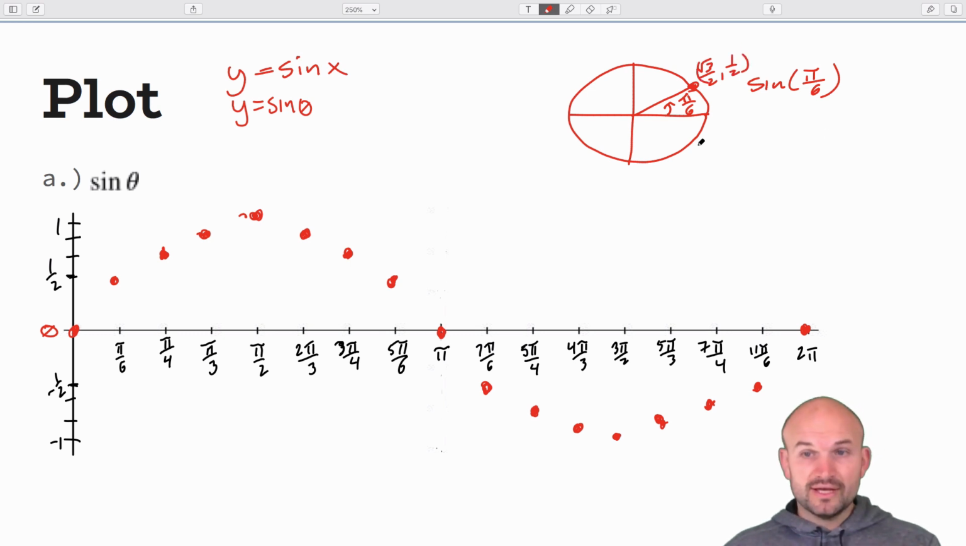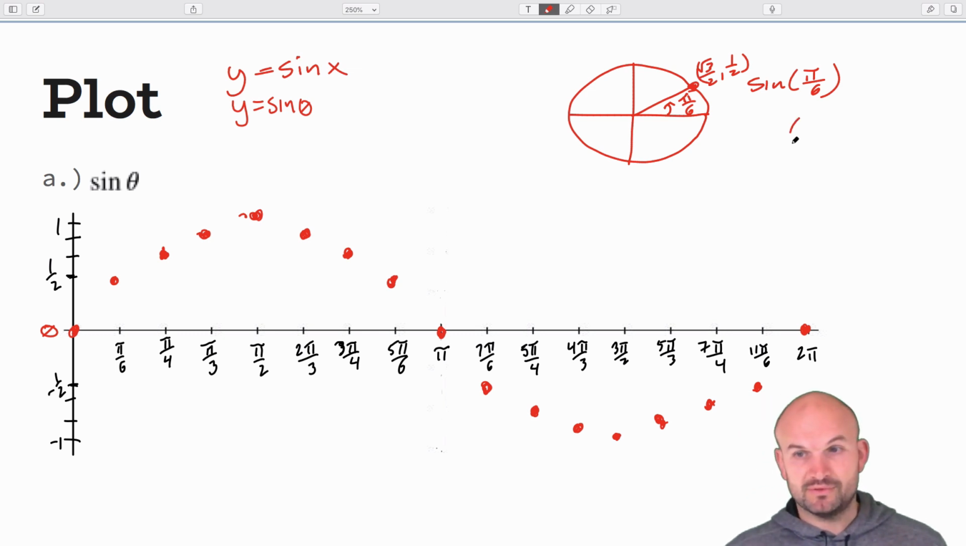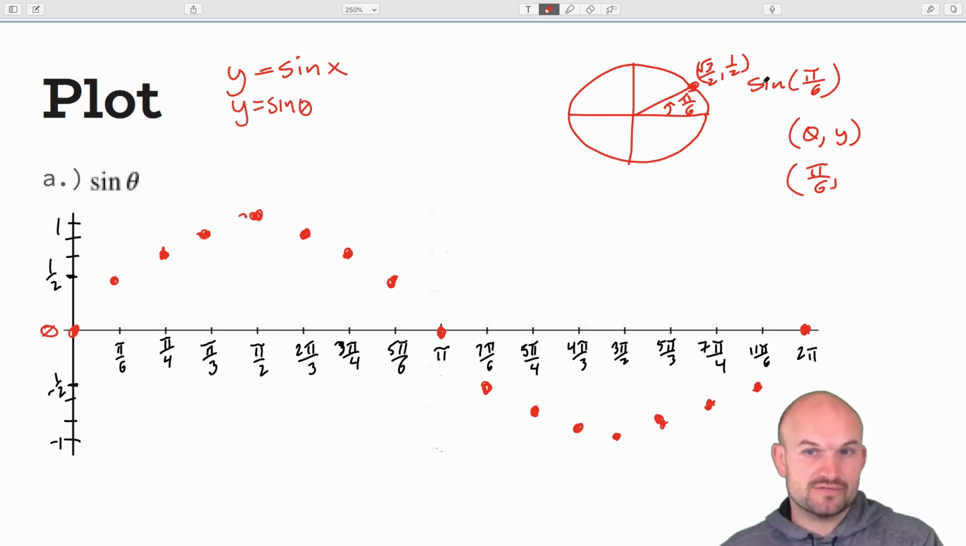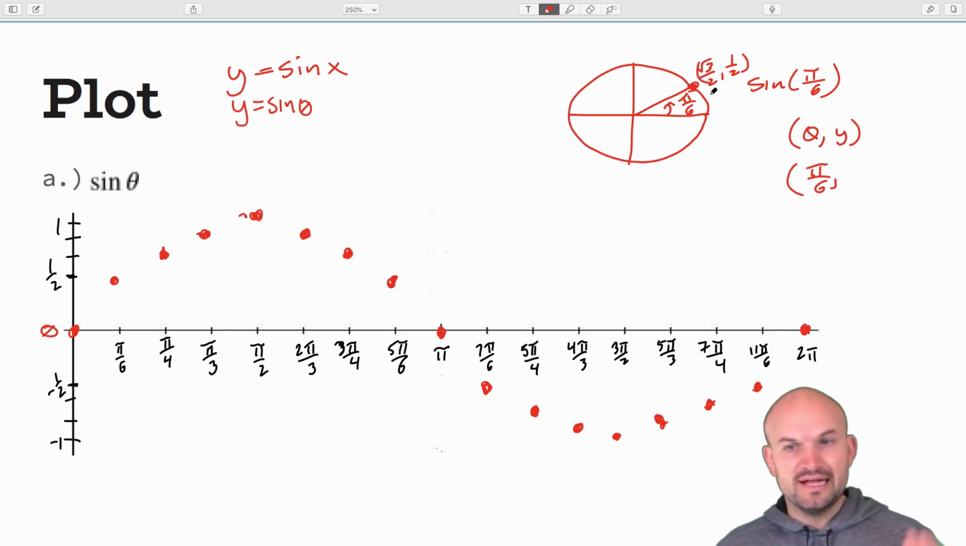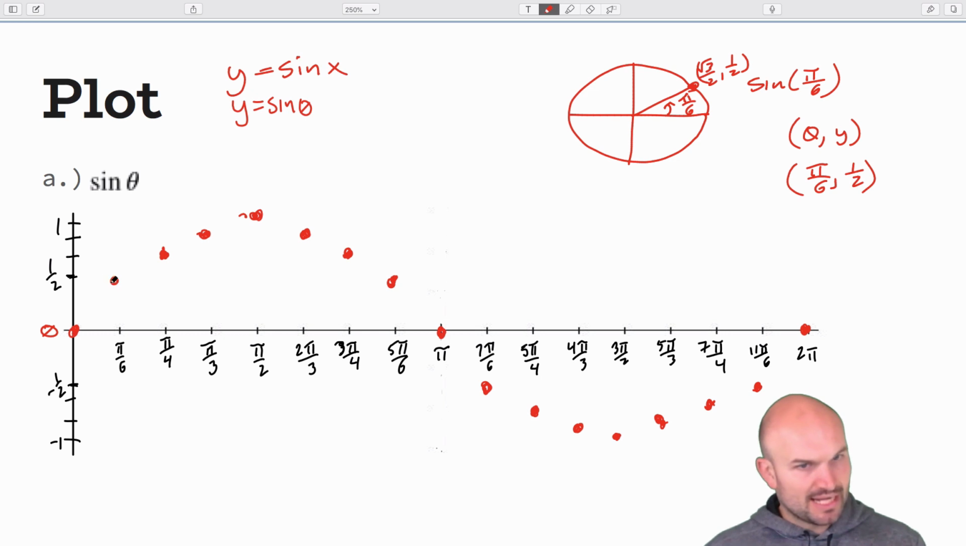Okay, so if I wanted to plot this point, pi over 6 is going to be my input variable. So basically what we're doing is graphing an input variable and an output variable. Theta is my input variable, which is pi over 6, and my output is, what is the sine of pi over 6? Well, remember, when we have a point on the unit circle, the sine represents the y-coordinate. So my output value ended up being 1/2. And that's how I plotted that point.